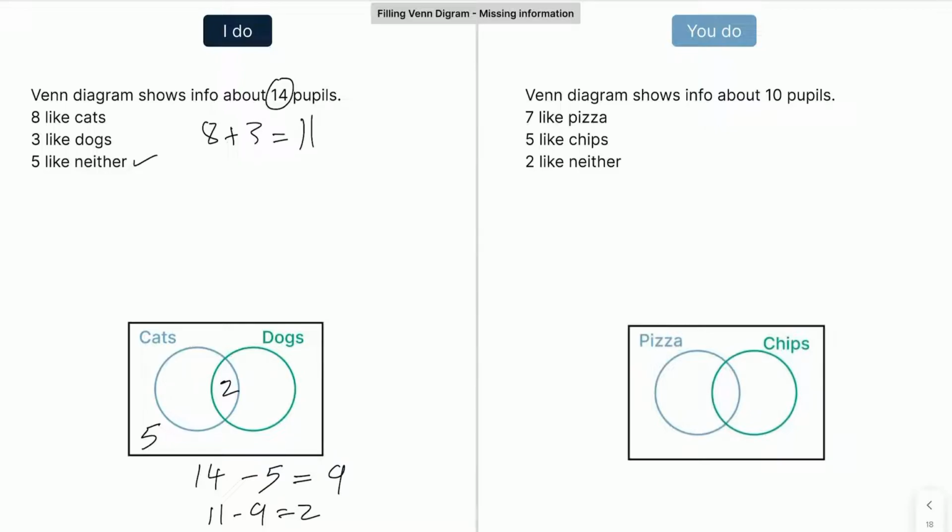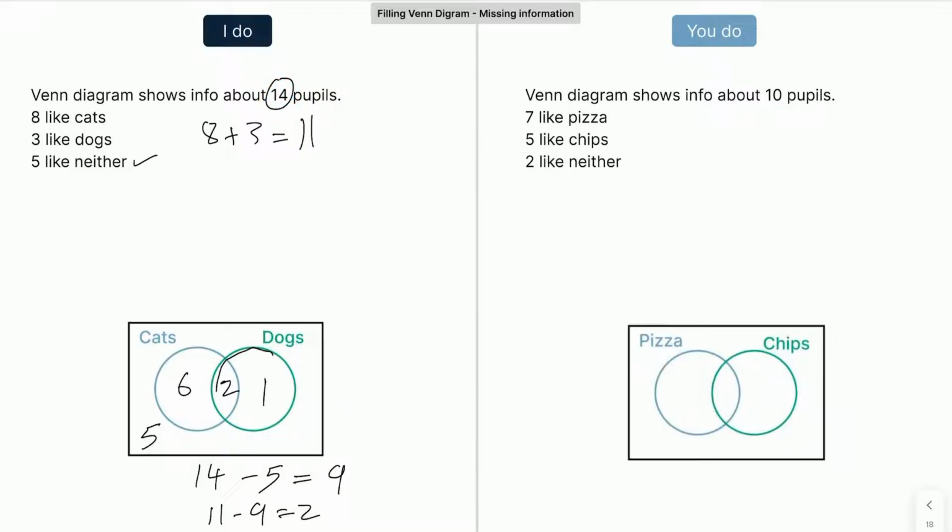Now you've solved the question pretty much because, well, how many cats are there in the question? 8. So what must go in this bit here? 6, because 6 plus 2 gives us 8. And how many dogs are there in the question? 3. So this must have a 1 in there. And now if you do 6 plus 2, that's 8 plus 1, which is 9. And add that to 5, that gives you 14 pupils. So press pause and have a go at the question on the right.